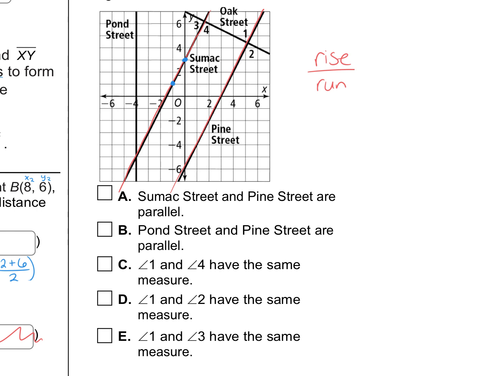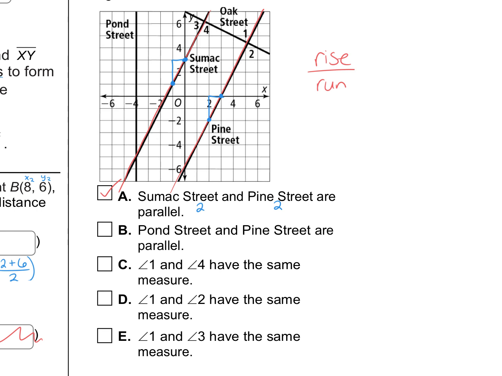So what's my rise? 2 over 1, which turns to 2. So my slope for Sumac Street is 2. Now I do the same thing for Pine Street. I find 2 perfect points. For Pine Street, what's my slope? Up 2 over 1. So, are these in fact parallel? Yes. If I got a slope of 3 and a slope of 2, can I say, close enough, it's parallel? No. They have to be exactly the same.